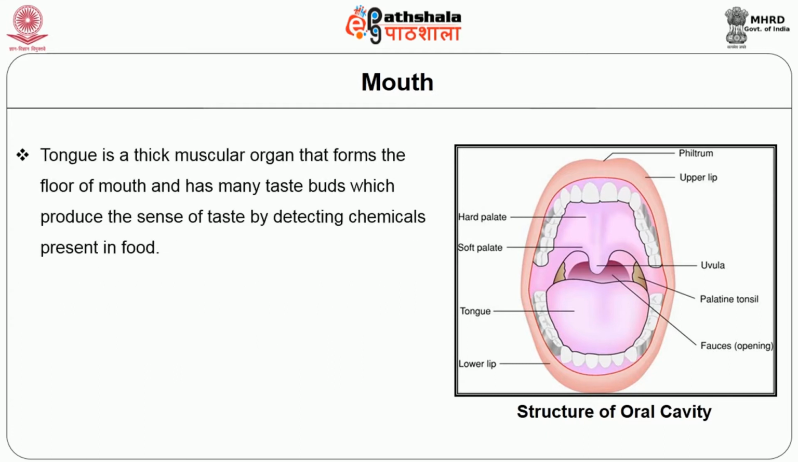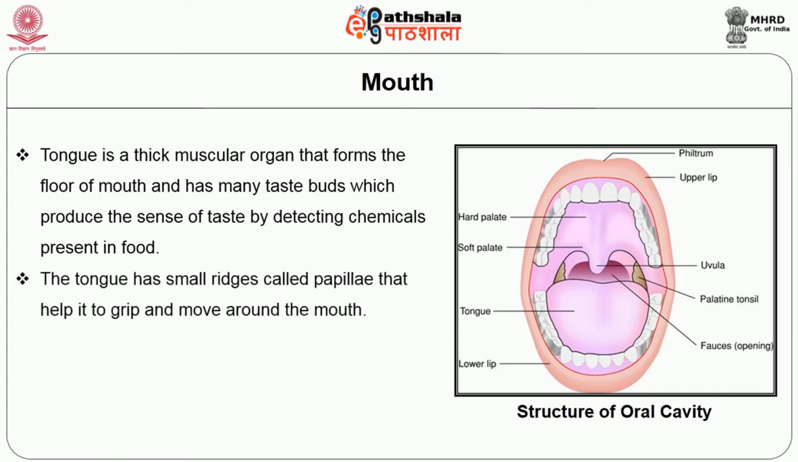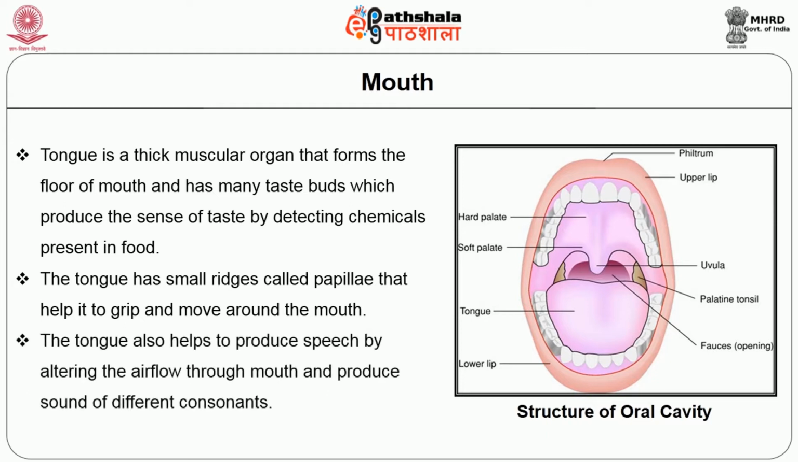The tongue is a muscular organ that forms the floor of the mouth and has many taste buds which produce the sense of taste by detecting chemicals present in food. The tongue has small ridges called papillae that help it to grip and move around the mouth. The tongue also helps to produce speech by altering the airflow through the mouth and producing sounds of different consonants.